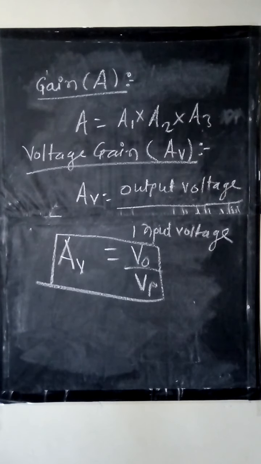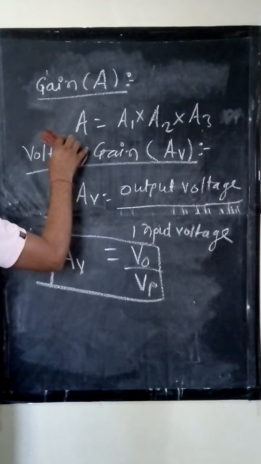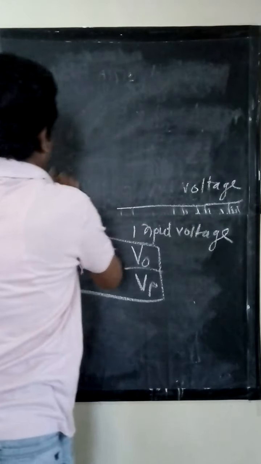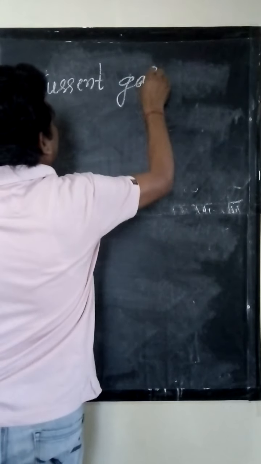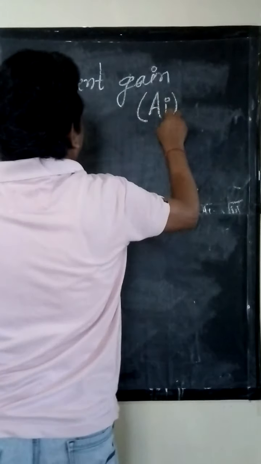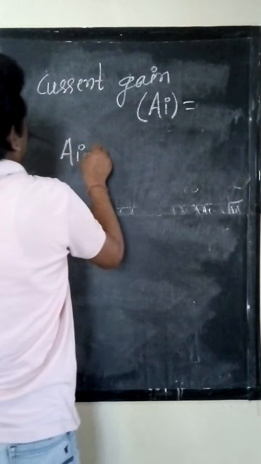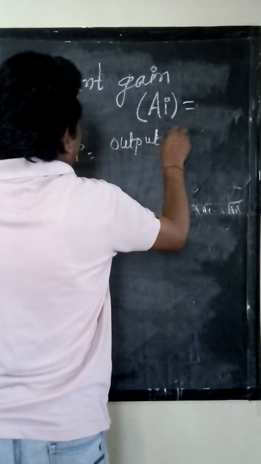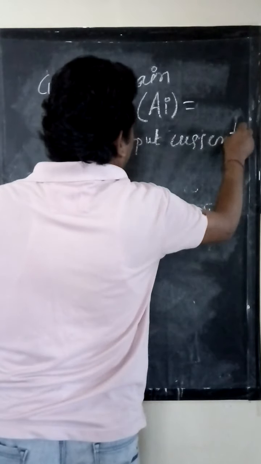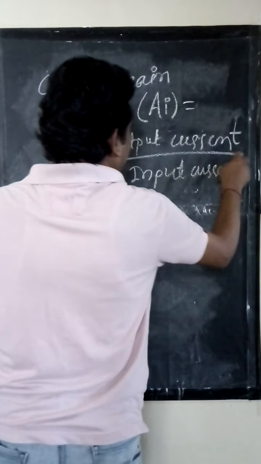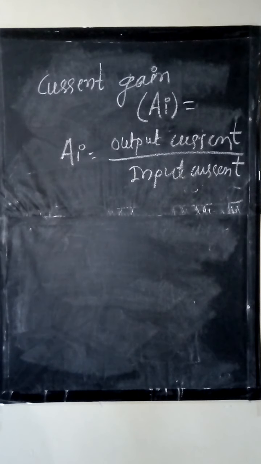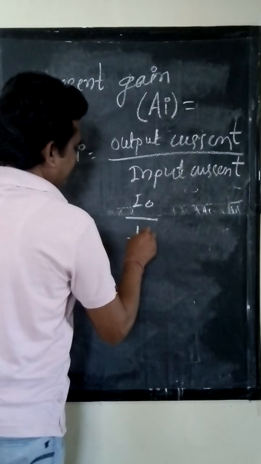Next topic is current gain, that is AI. So AI equals output current divided by input current, that is I0 divided by Ii.